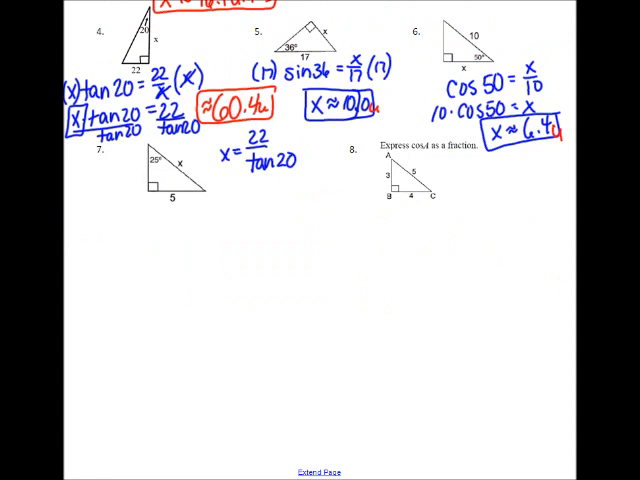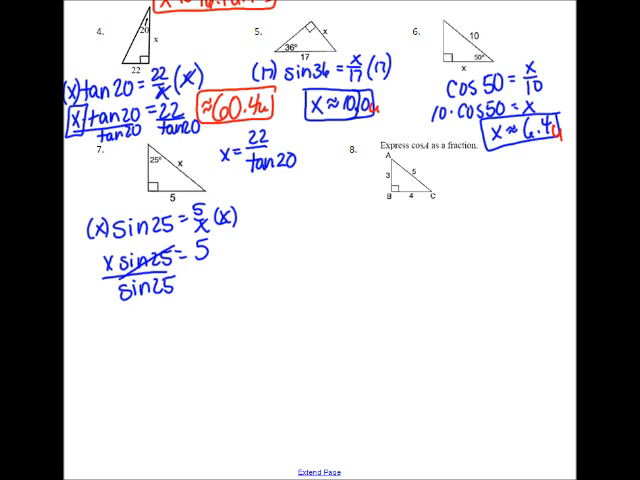7 was sine of 25 equals 5 over x. So I'm going to do the same thing, multiply both sides by x. So x times sine of 25 equals 5. And then I have to divide both sides by sine of 25. Remember, this is just a number, so it cancels. And I have to actually do the math on the other side. 5 divided by sine of 25 should be approximately 11.8 units. And then there would be nothing to do on the last one.